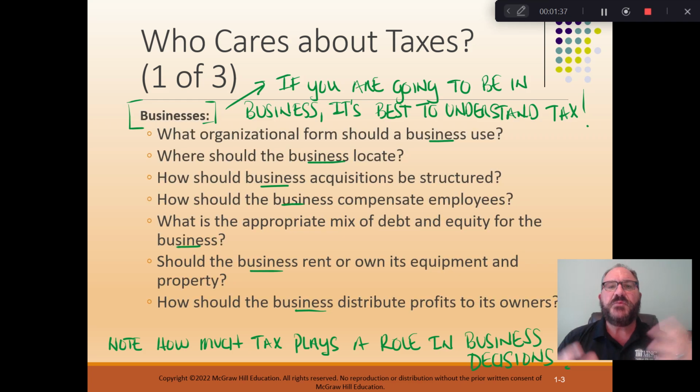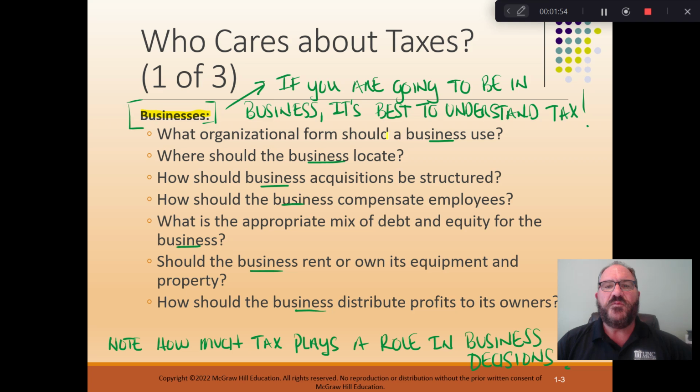All right, so first thing, who cares about tax? You guys are business majors, accounting majors if you're in this class. You better understand tax, right? And if you're an accounting major, for sure. So for businesses, particularly for businesses, right?